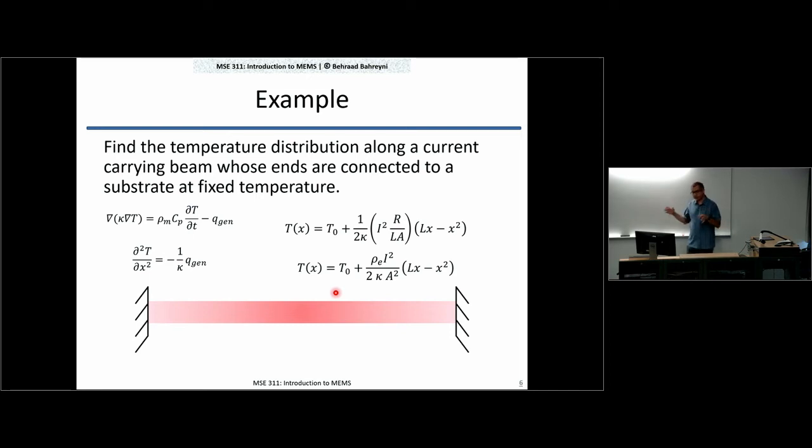There are actually devices out there that are working based on convection, thermal convection, but for the vast majority of the devices, thermal conduction is the one that you need to worry about or to take into account.